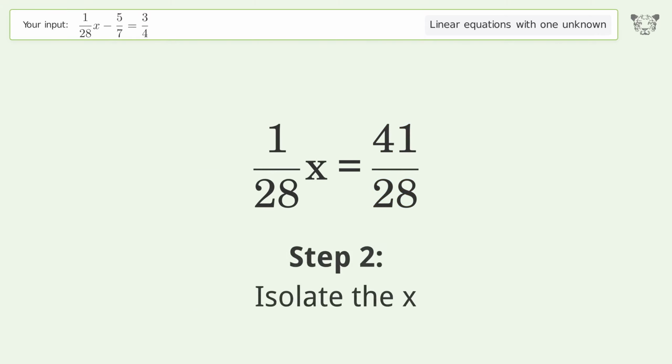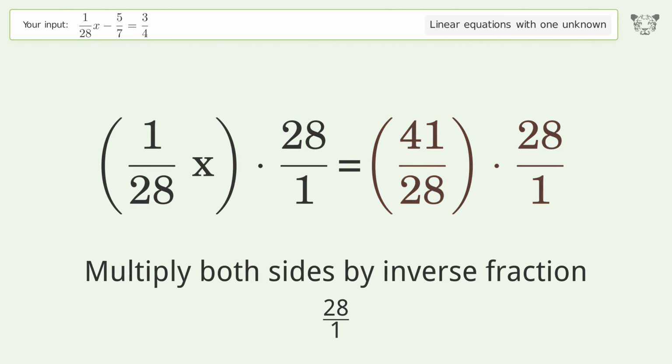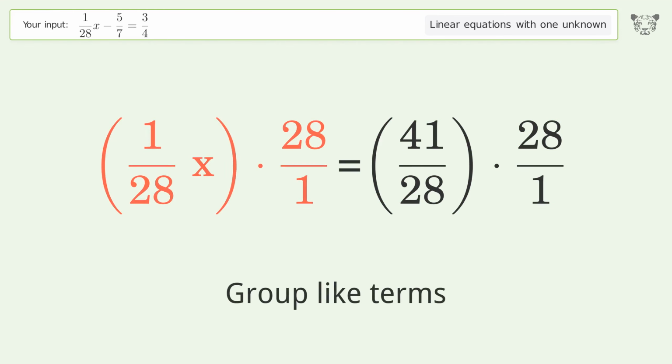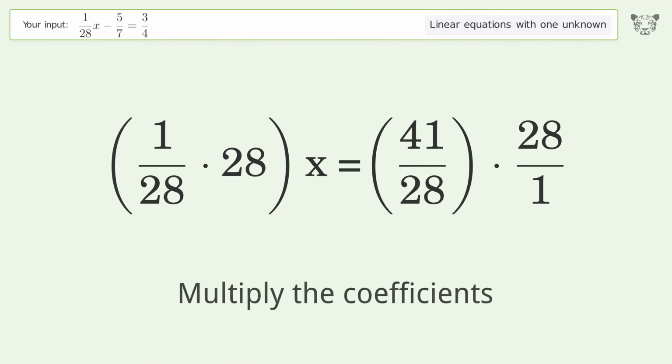Isolate the x. Multiply both sides by inverse fraction 28/1. Group like terms. Multiply the coefficients.